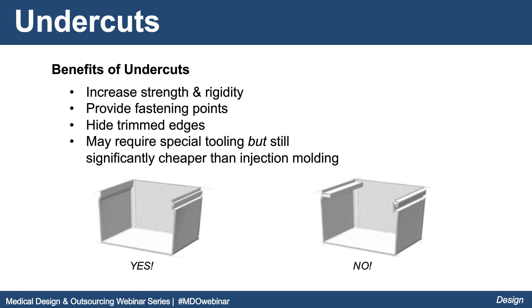Undercuts do require special tooling. Typically, you're going to actuate the section to allow the material to move. That section of the tool would be removed and allow the part to eject from the mold. Even with this, it's significantly cheaper than injection molding, and the value of an undercut and the benefits it provides should be seriously considered.